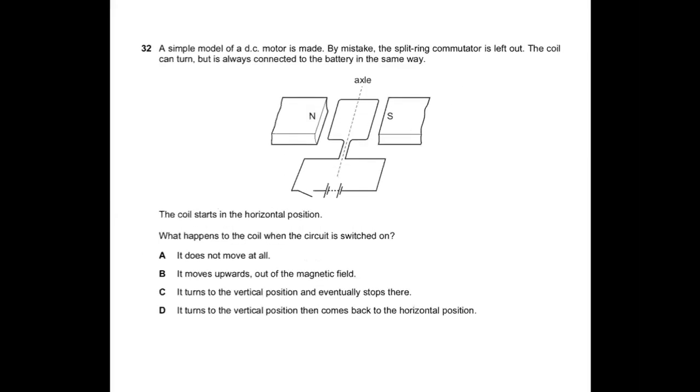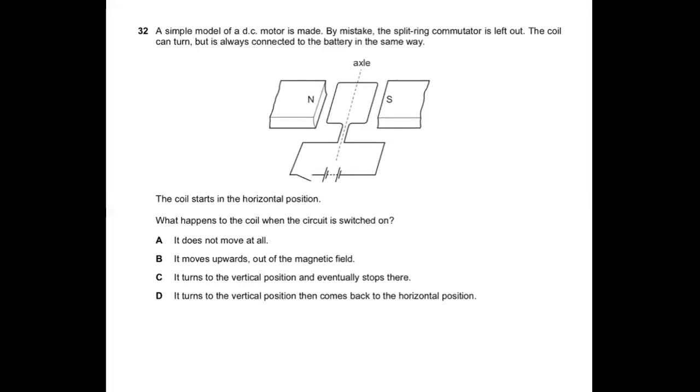Next question, a simple model of a DC motor is made. By mistake, the split ring commutator is left out. The coil can turn, but is always connected to the battery in the same way. The coil starts in the horizontal position. What happens to the coil when the circuit is switched on?